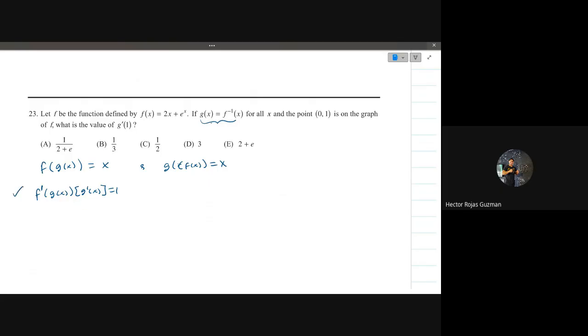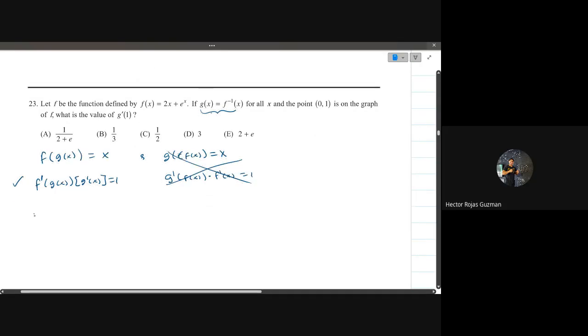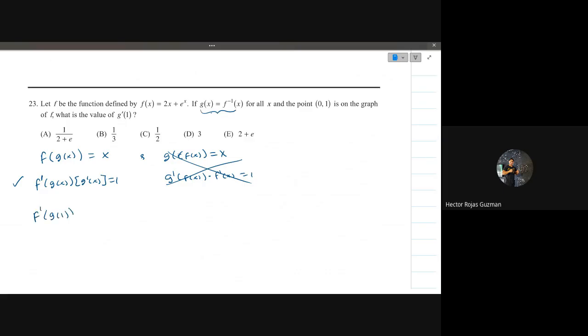Look, had you chosen the other one, this is what would have happened. The derivative of the outside times the derivative of the inside is equal to 1. So you can see that g prime is not isolated. Here, f prime is isolated, but we don't want that one, so ignore it. Plug in the 1. G of 1 times g prime of 1 is equal to 1. Now we have to figure out what g of 1 is.